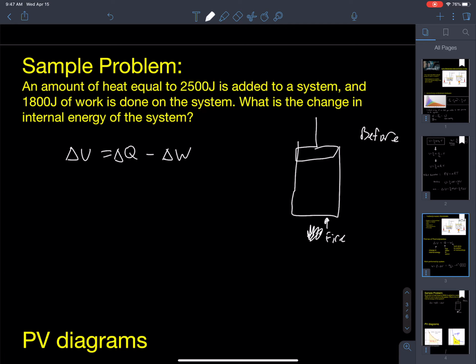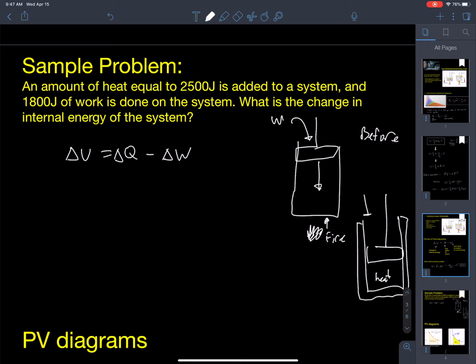So what does that mean? If work is being done on the system, work is going that way. So my piston has to be going down. Okay, so then after work was done on the system, it compressed it and heat was going in. This actually happens in a diesel engine, for example. Okay, so heat is still going in as the gas is being compressed. And what's going to end up happening is that gas is going to become superheated, and we're going to try to figure that out right now.